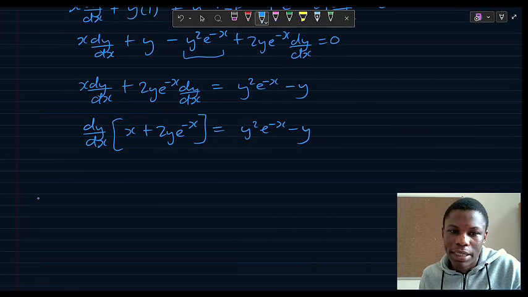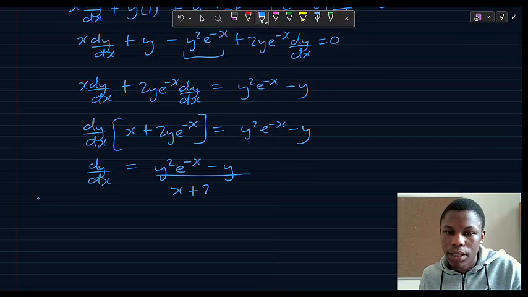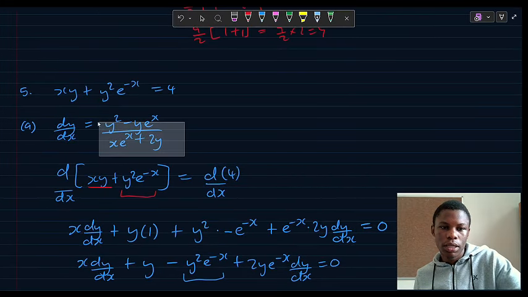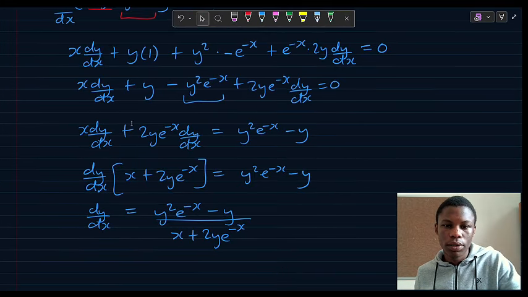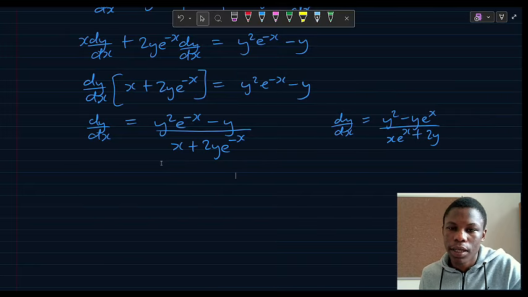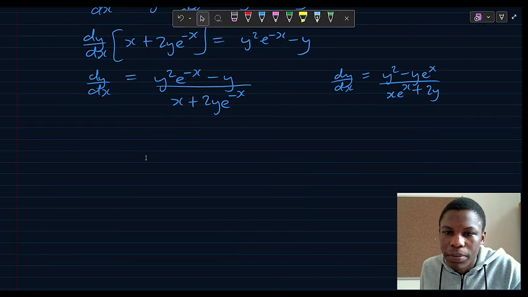Now let's divide both sides by the x plus 2y e to the negative x. So dy dx is equal to y squared e to the negative x minus y all over x plus 2y e to the negative x. Alright, which is not quite what we want. So we want that. Okay. So we still have to do a bit of manipulation to get the desired result.